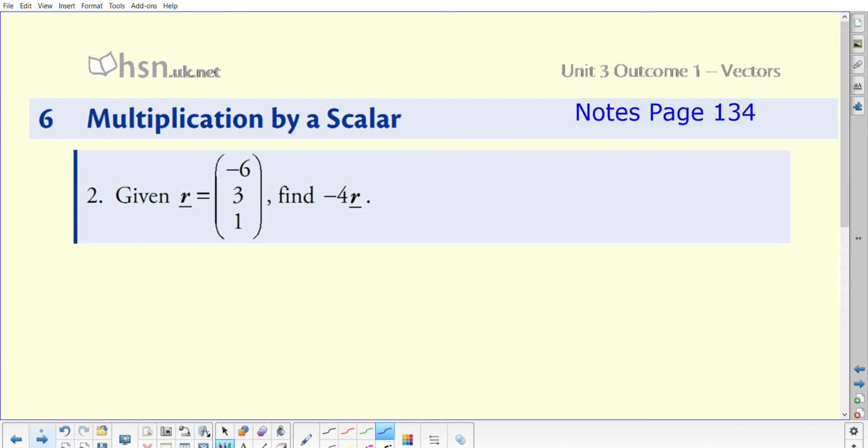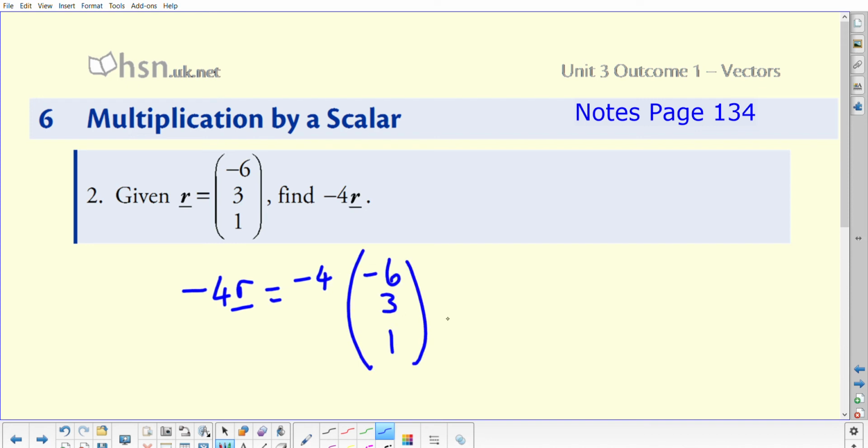So with question 2 on that same page, you have to find negative 4r. So again, putting the negative 4 in front, you get negative 6, 3 and 1. So what's your negative signs here? 2 negatives multiplied together to give you positive 24.